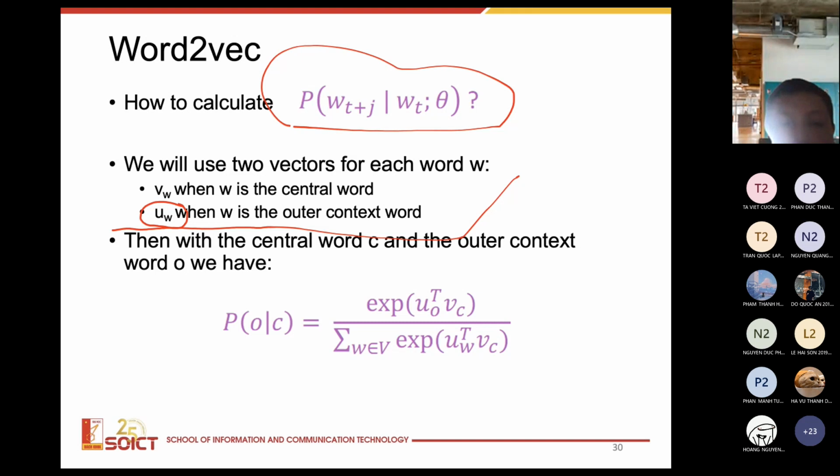Then after we define the VW and UW, with the center word C and the outer context word O, we can measure the probability of having O given C like this. Do you understand this mathematical formulation? It is actually the softmax function, right?